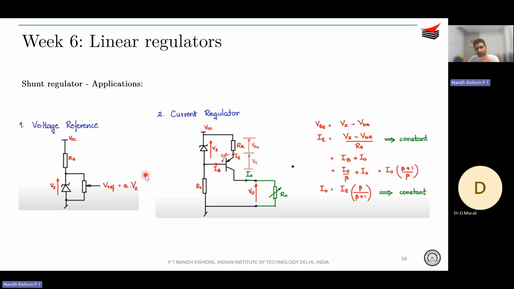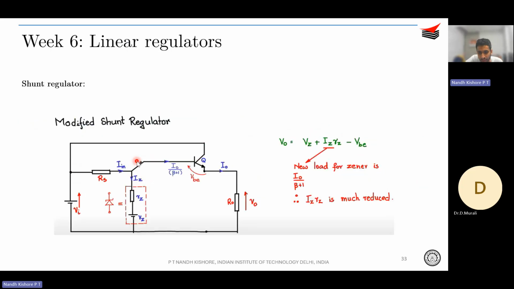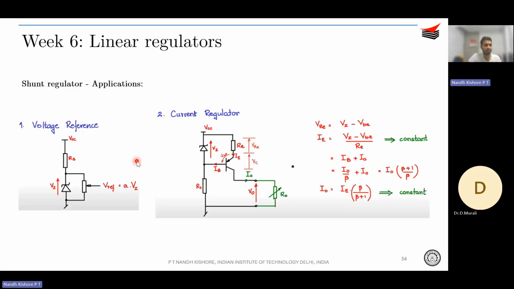Okay. So what are the applications of such a circuit? So we have seen two applications. That is, it can be used to provide a fixed voltage reference. This is the same circuit redrawn in a different fashion, but you can understand that you can obtain a fixed voltage reference, and if you have a pot over here, you can vary the turns ratio of the pot and get a different Vref. So that is your voltage reference.